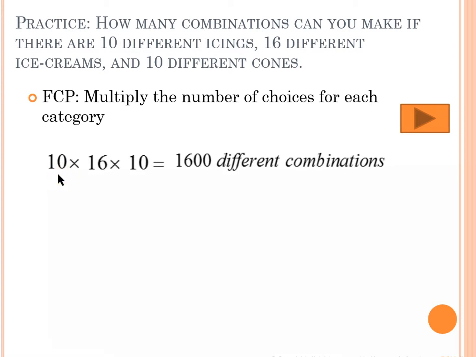Once again, if I refer this back to the notation that we used from the previous slides, 10 is your A, this would be your B, and this would be your C. You simply multiply those numbers across and you'll get 1,600 different combinations.